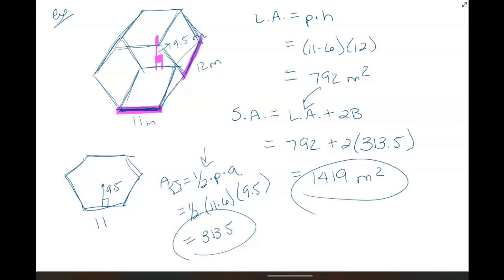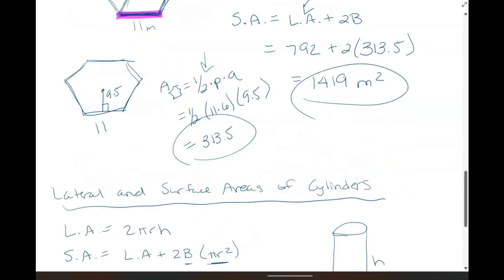Okay, so these prism ones just take time and patience to identify what your bases are, be able to identify your side length, your height, and then based on the shape of that base, use the appropriate formula to find the area of that base in order to plug it into the surface area formula.